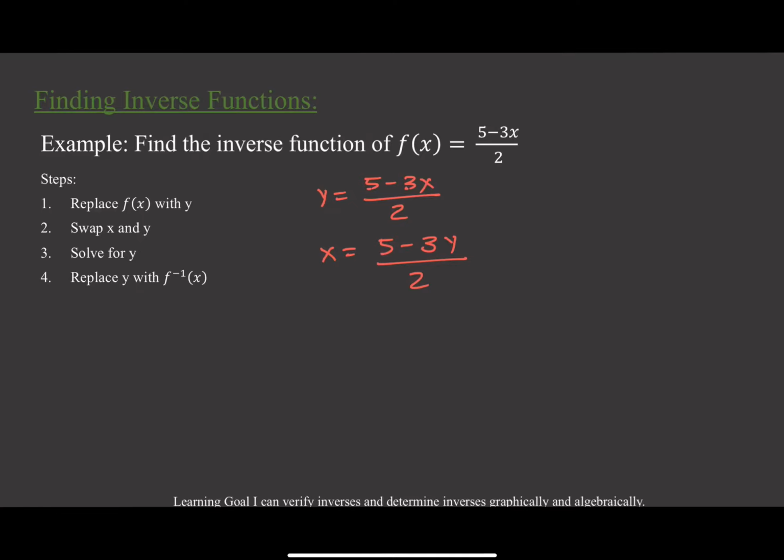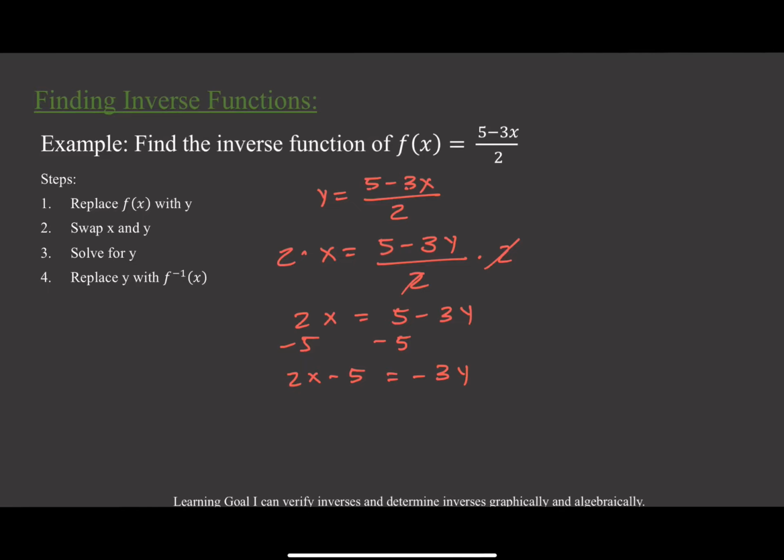And so the first thing, since I see this y is in the numerator of this fraction, I've got to multiply both sides by 2. So this 2 will cancel with the 2 in the bottom, and we'll be left with 2x is equal to 5 minus 3y. And here, again, I'm just trying to get the y by itself, so the next thing I have to do is subtract this 5 over to the other side. And so I'm going to have 2x minus 5 is equal to negative 3y.